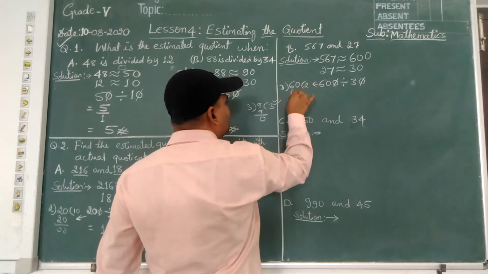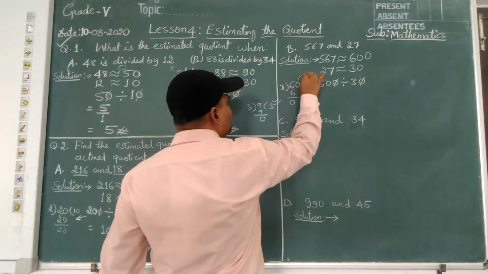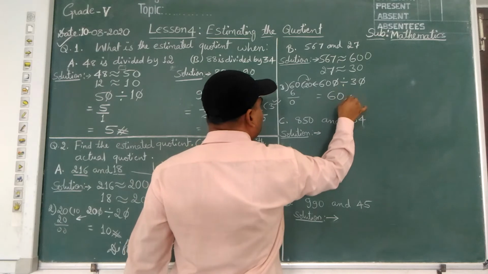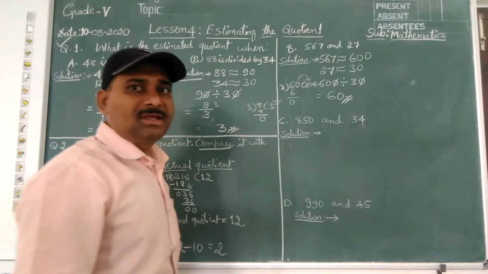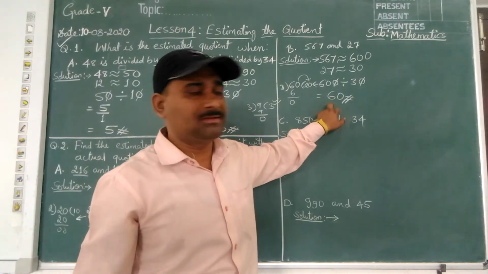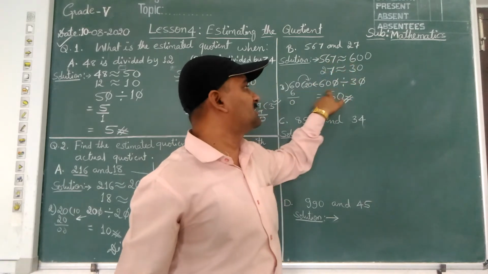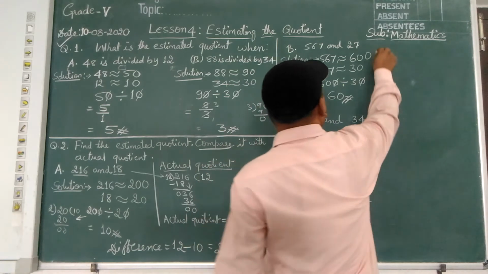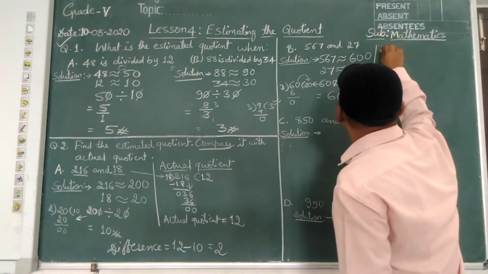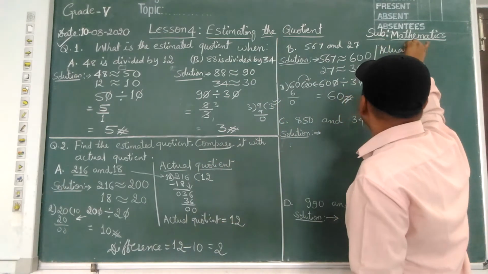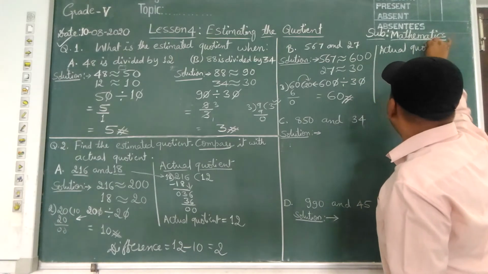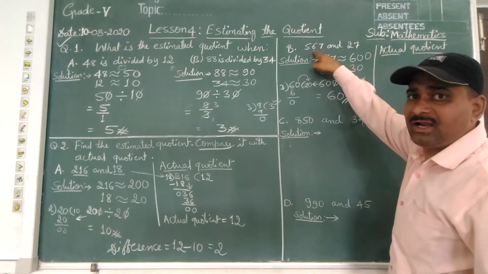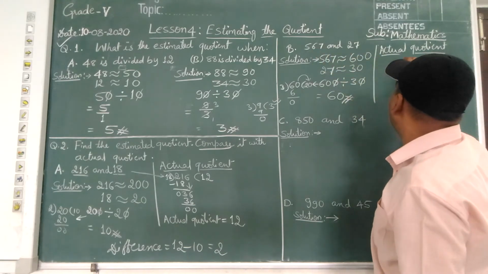How? 3 twos are 6, and this 0 comes here. That is 60. 60 is what, children? Estimated quotient, because we have estimated the numbers. That's why estimated quotient. Now let us find out the actual quotient, by taking the actual, real numbers.